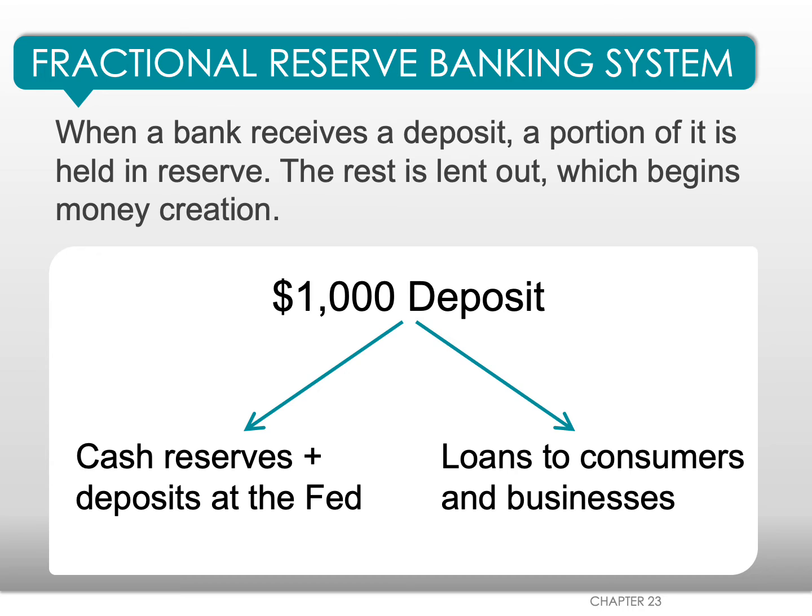And the rest of it is lent out to consumers, possibly to buy a car, go on a holiday, buy a house, and to businesses, again, possibly to buy assets for the business, as part of day-to-day working capital, or as a longer-term loan, perhaps for a factory.